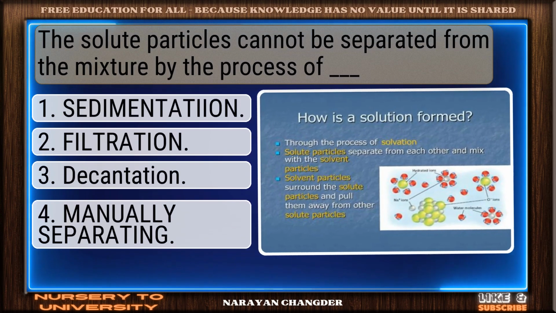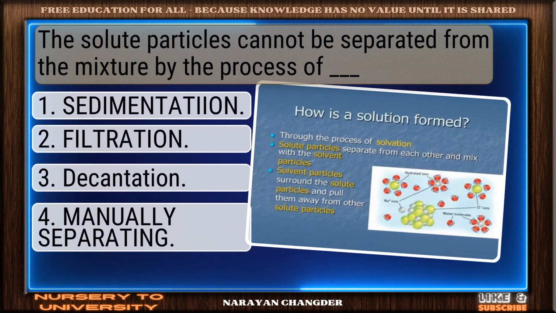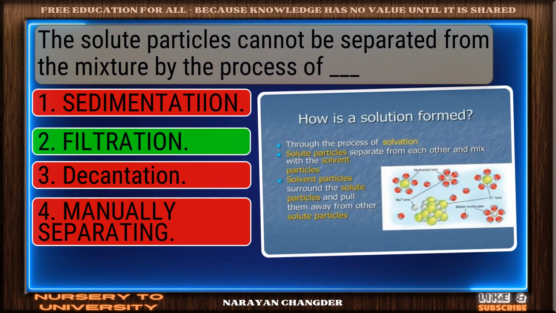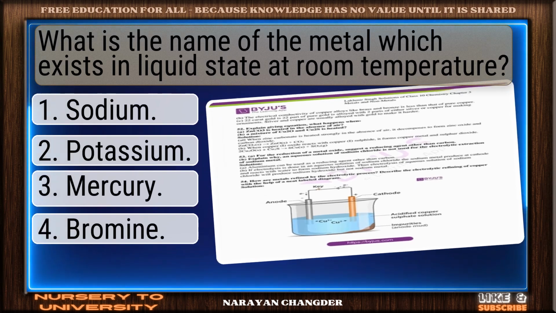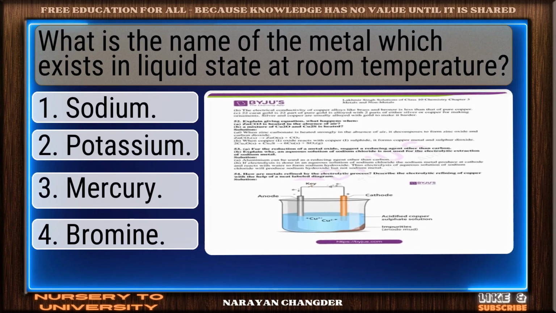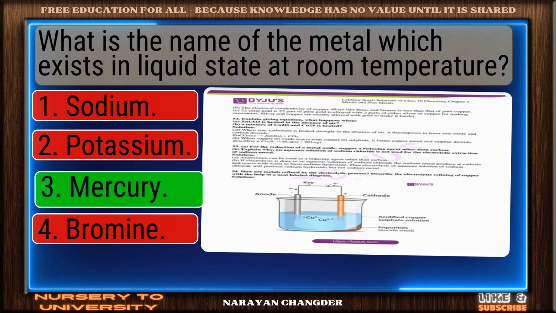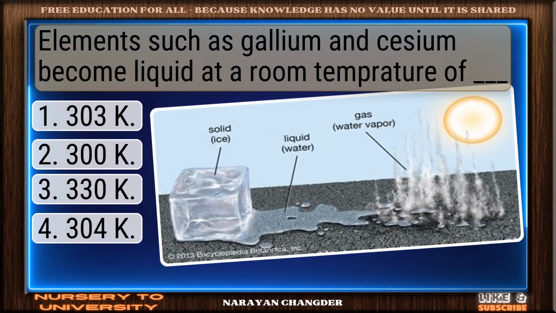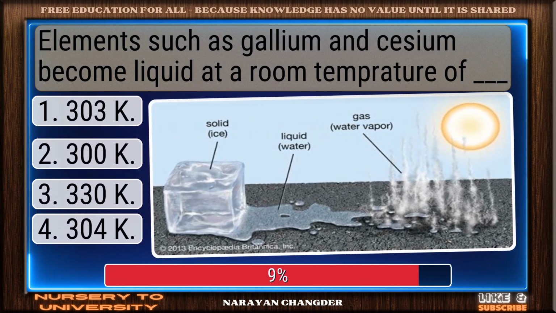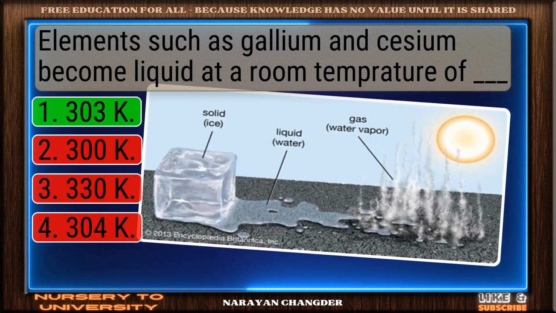Question number 74. The solute particles cannot be separated from the mixture by the process of dash. Right again. Filtration is a valid answer. Question number 75. What is the name of the metal which exists in liquid state at room temperature? Great thinking. Mercury is the right choice. Question number 76. Elements such as gallium and cesium become liquid at a room temperature of dash. Solid response. 303K is a valid choice.